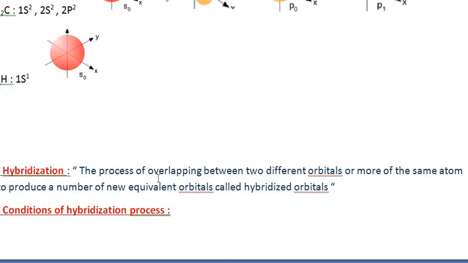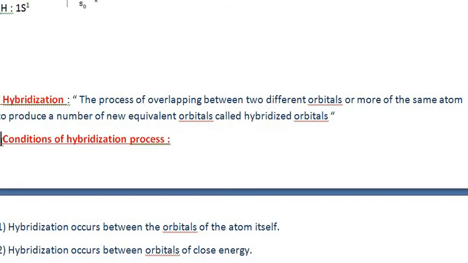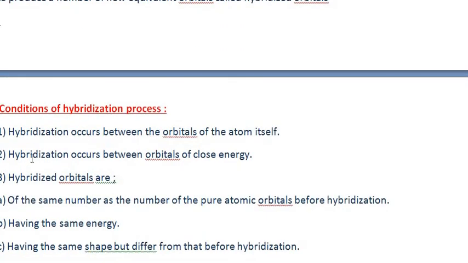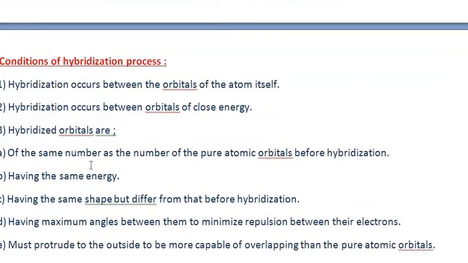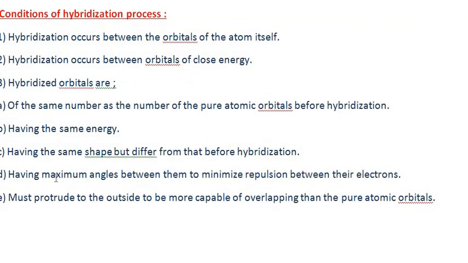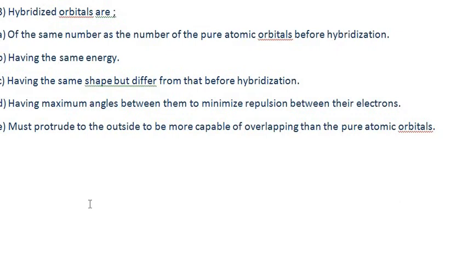Hybridization is a process of overlapping between two or more different orbitals of the same atom to produce a number of new equivalent orbitals called hybridized orbitals. The hybridization process occurs under certain conditions: it occurs between orbitals of the same atom and of close energy, and the hybridized orbitals have the same shape and the same energy, and the angles between them must be as large as possible to minimize the repulsion between their electrons.